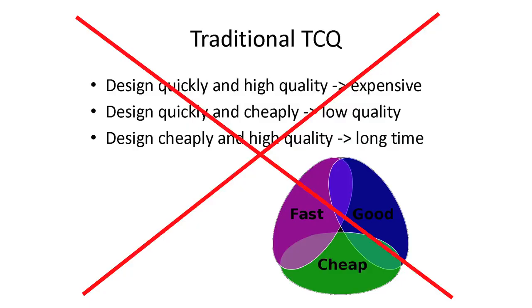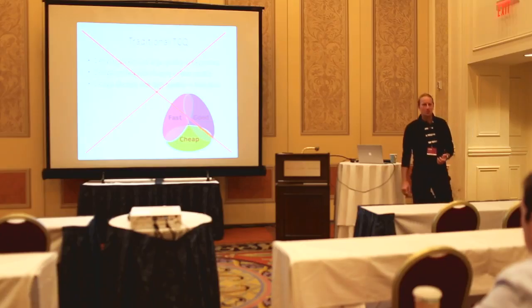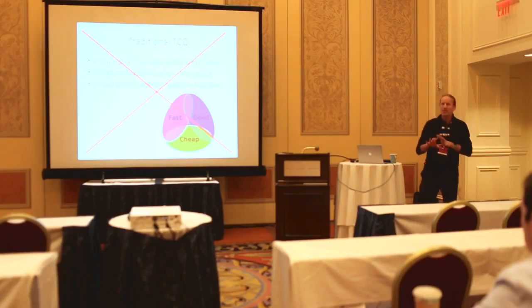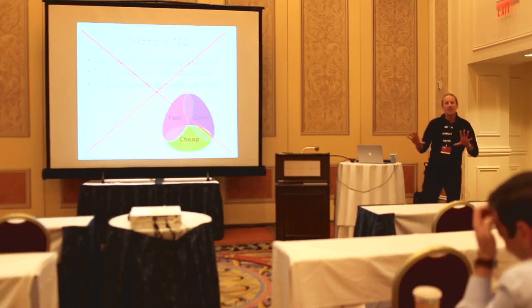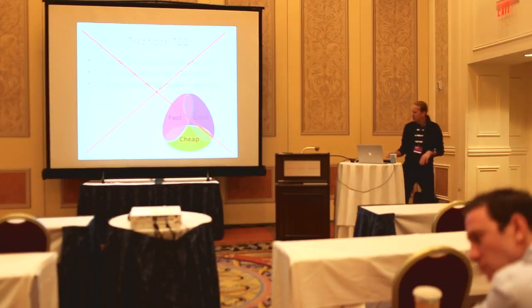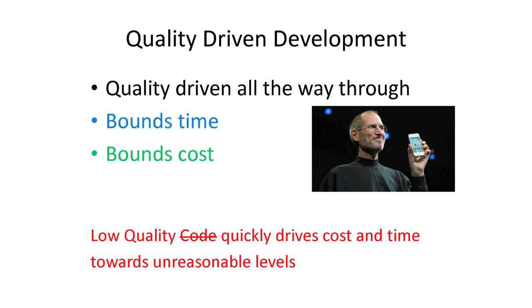TCQ, time, cost, quality, traditional management ideas, right? So you have to choose two. You can get quality if you spend a lot of time and it costs more. How about software? What is software production about this? This simply is not true for software. Quality is the only way to bound time and cost. If you don't do quality, it's going to become a complex mess, and it's going to cost you a fortune, and you're not going to get a very good result.